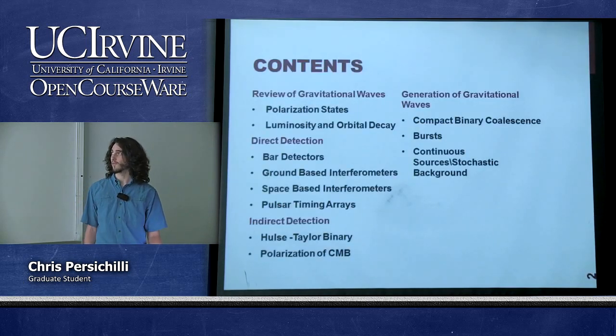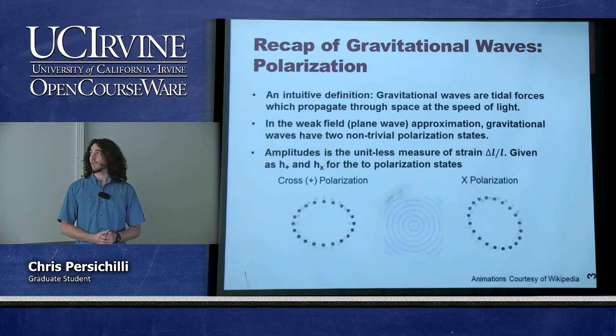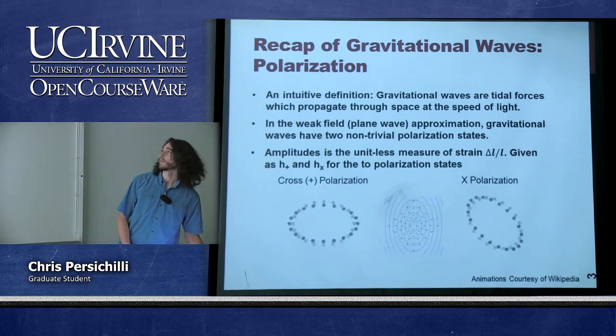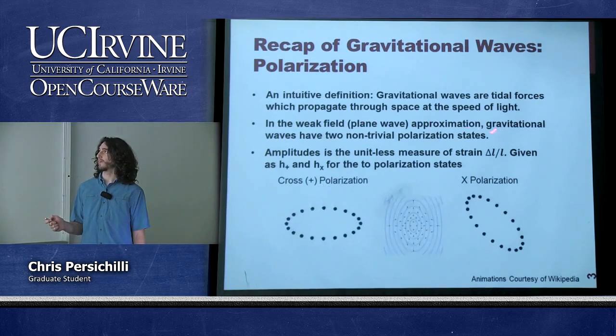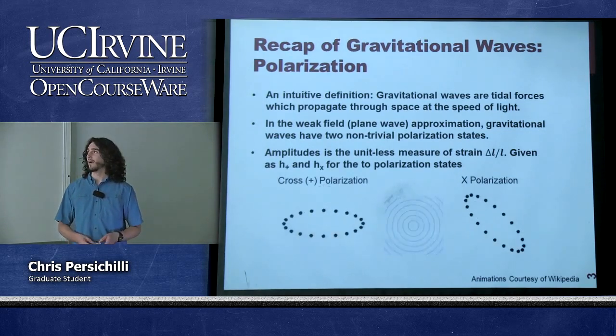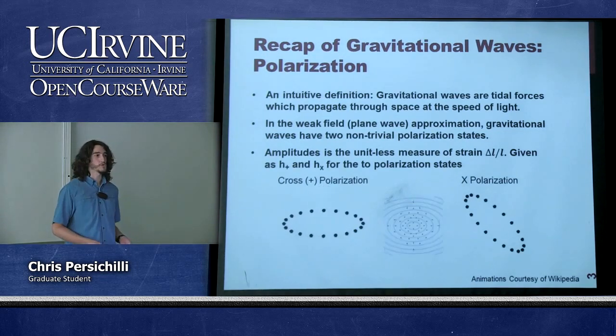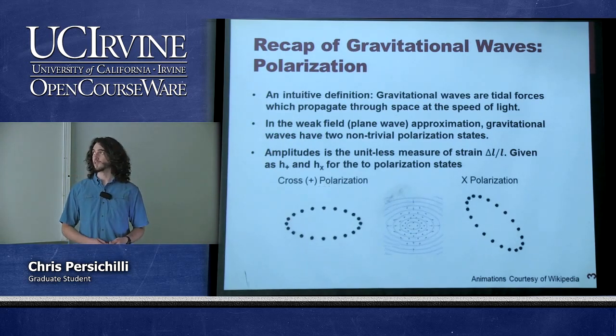Here's a quick overview of what I'm going to talk about. Just talking about direct detection versus indirect detection and different cosmological sources for gravitational waves. But before we get started with that, just a real quick recap about gravitational waves. I find it useful to have an intuitive definition of what these things actually are. I like to think of them as tidal forces which propagate as waves. And the speed at which they propagate is the speed of light.